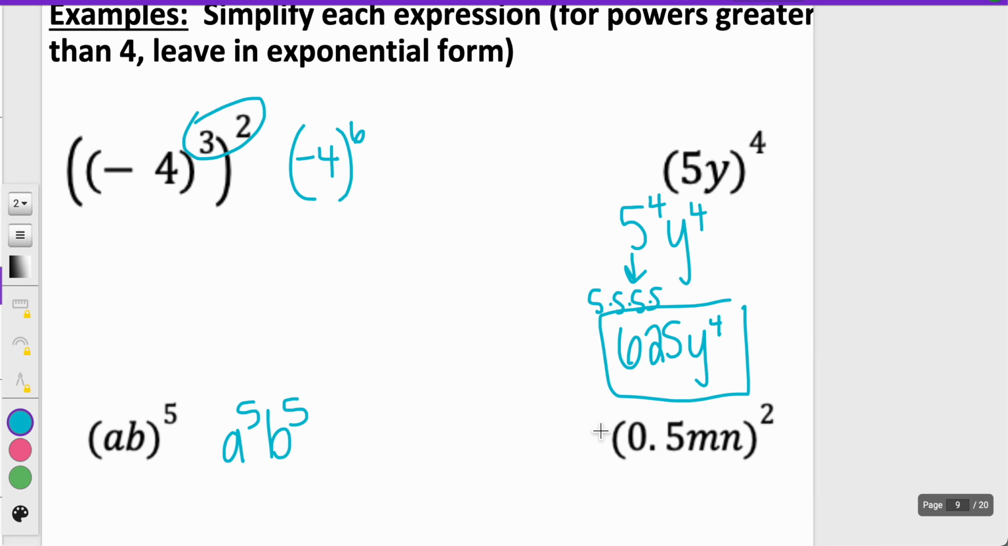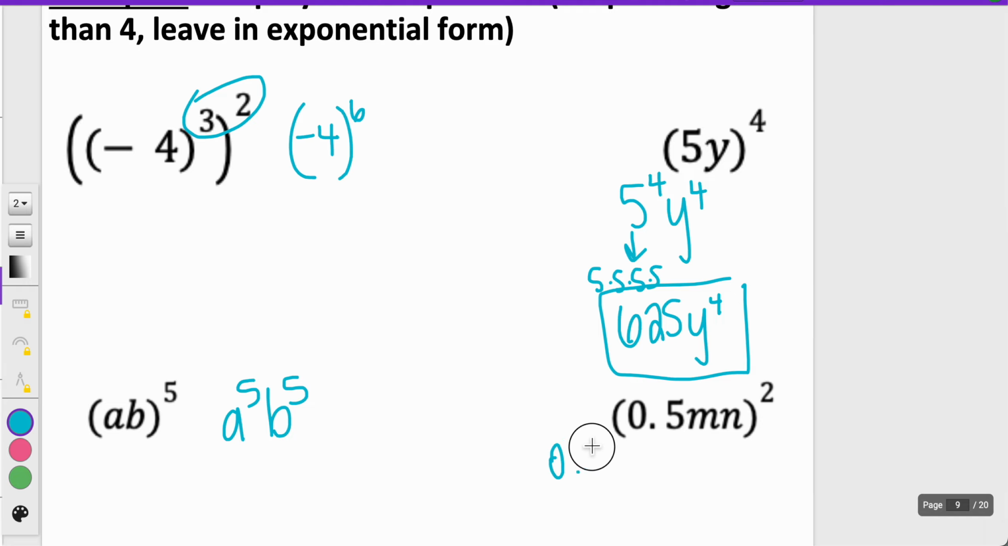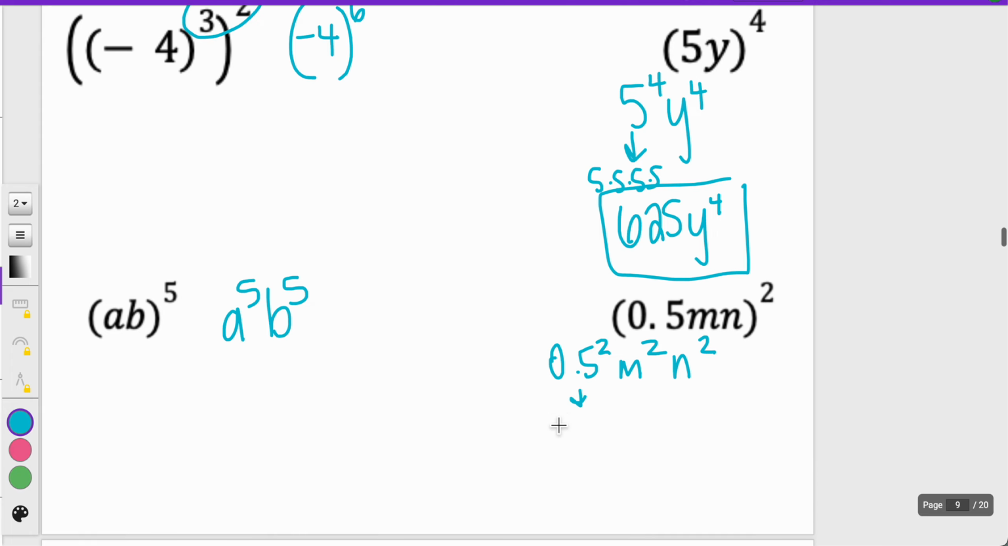And then our last one, we have 0.5mn to the second. That just means 0.5 to the second, m to the second, n to the second. 0.5 to the second means 0.5 times 0.5. That'll give me 0.25 m to the second, n to the second.